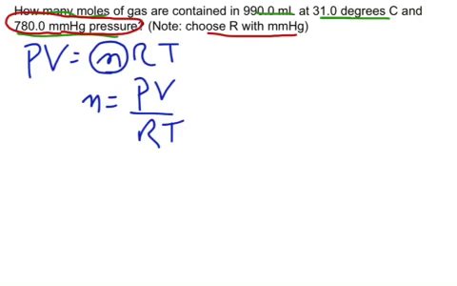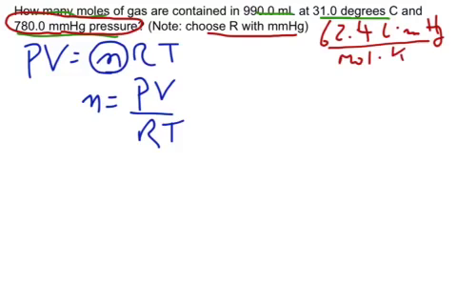And that value for R is 62.4. And then if you notice the units, it's liters times millimeters mercury over mole times Kelvin. All right, so now it's just a matter of plugging it in and making it work. So let's just go to that part.